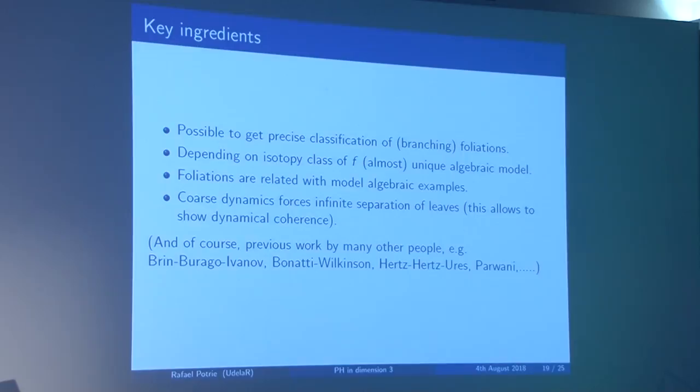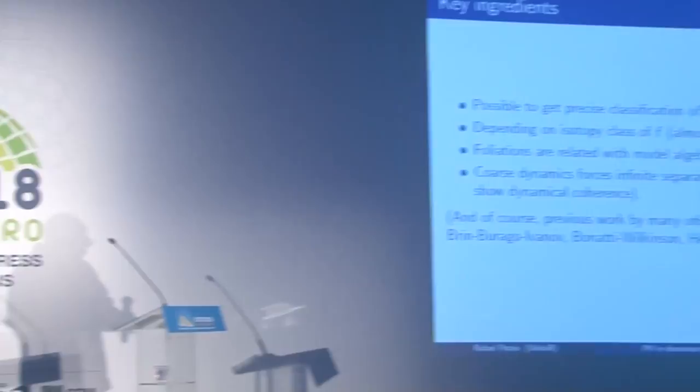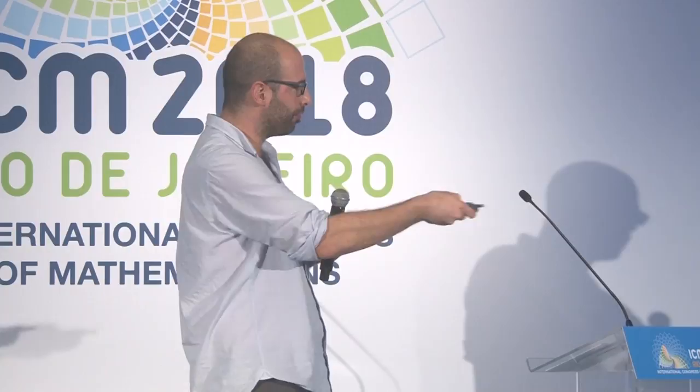And then this is something I already said. So the isotopy class of the diffeomorphism and the fact that we know how the foliation looks like allows us to force the dynamics on the leaves of the foliation. And in this particular case of torus bundle over the circle, we always get infinite separation of leaves after iteration. So I don't want to explain exactly what this means, but this is the key fact that allows us to get, for example, dynamical coherence and then classification. And of course, this depends on a lot of previous important work. Okay, so let me see.